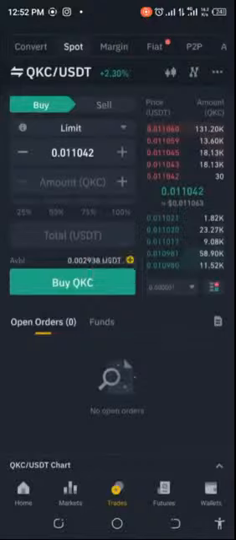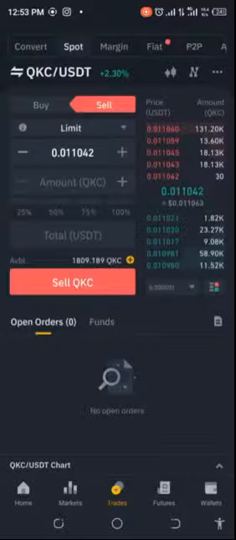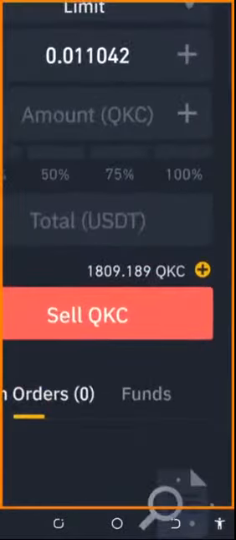Now, can you see how I got this sold immediately using market order, but I'm still under limit, by choosing the first red submission? So what do we have here? You can see, of course, they have to take their own charges. We saw 1,811, but their charges were about 2 QKC that had to go.